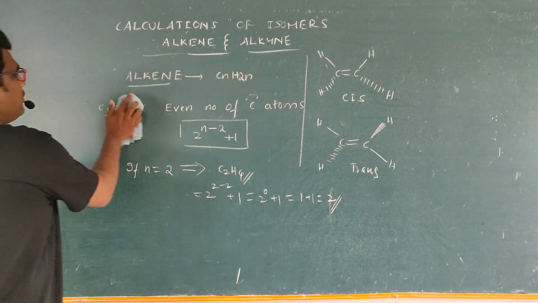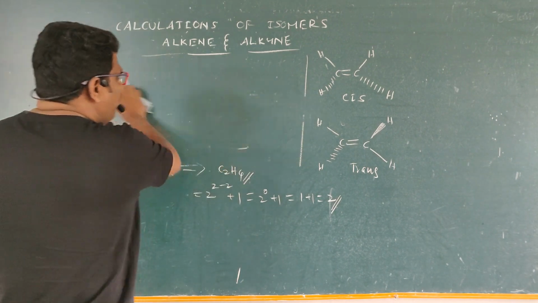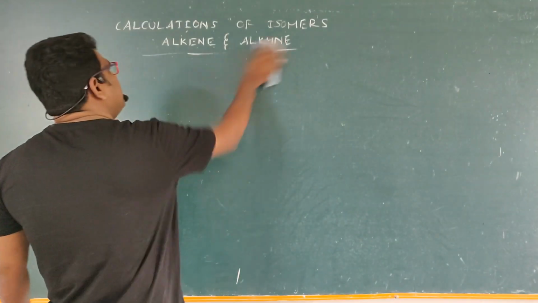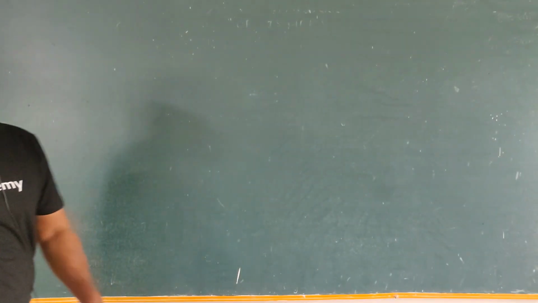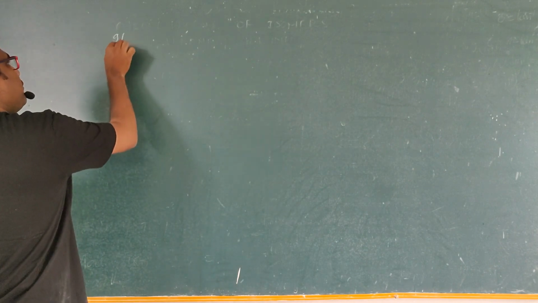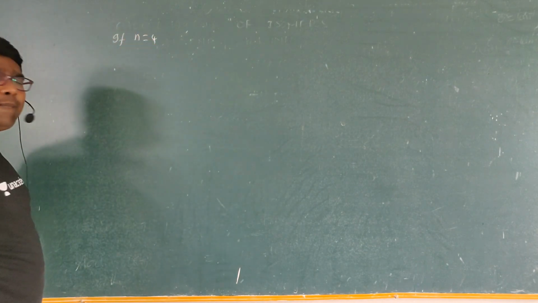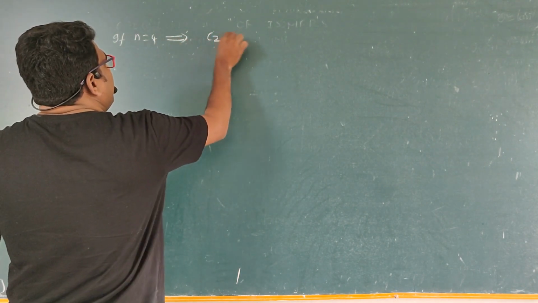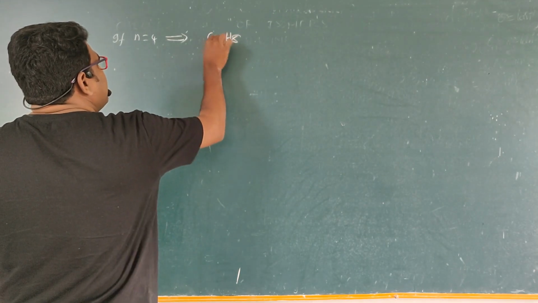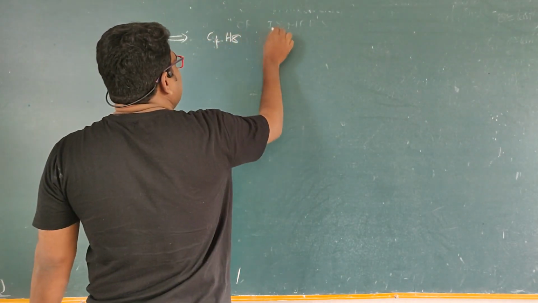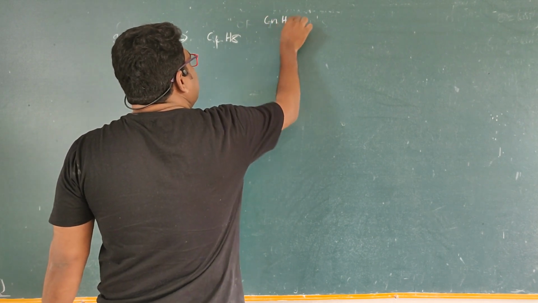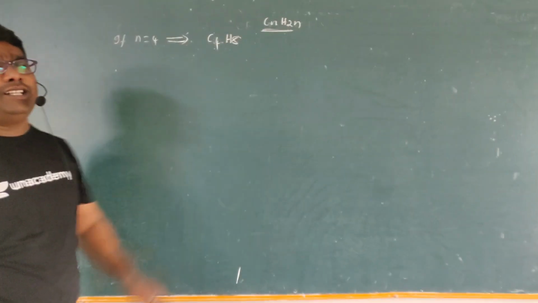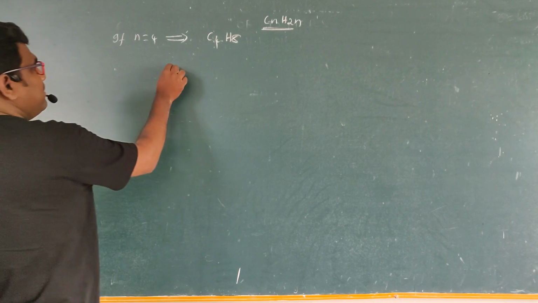For example, if n is equal to 4, is it even or not? How many isomers are possible by using this simple trick? If n is equal to 4, which is also even, what is the general formula? CnH2n means C4H8 is the general formula. By using this formula, CnH2n is the general formula for alkene. If n is equal to 4, it means C4H8.